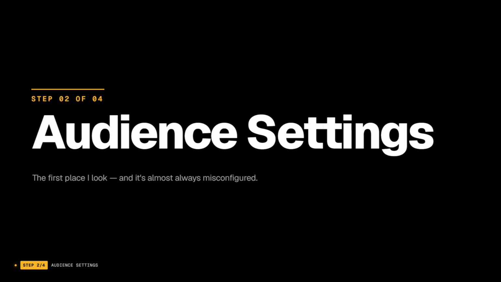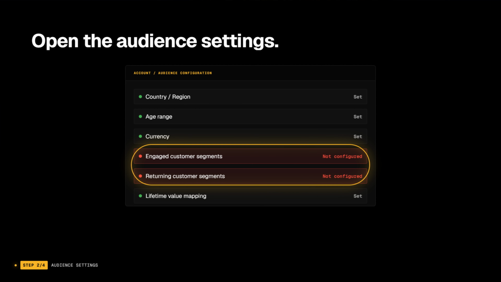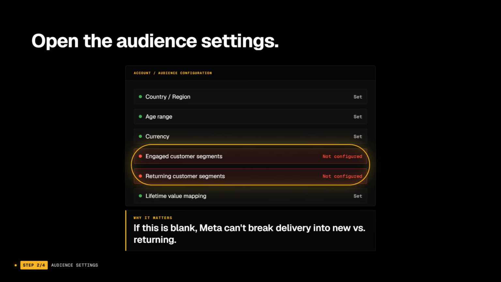The first thing that I do when I go into the account is to open the audience settings, and I check if the engaged and returning customer segments are set up. If the segments aren't configured, Meta can't properly break down your delivery to new and existing customers. So when you break down your audiences and campaigns, you can't see how much of the spend is going towards new or returning customers. This is very easy to do.